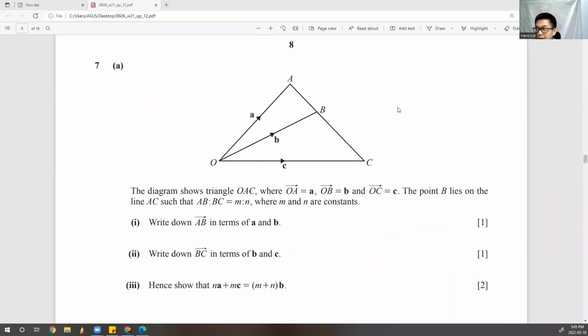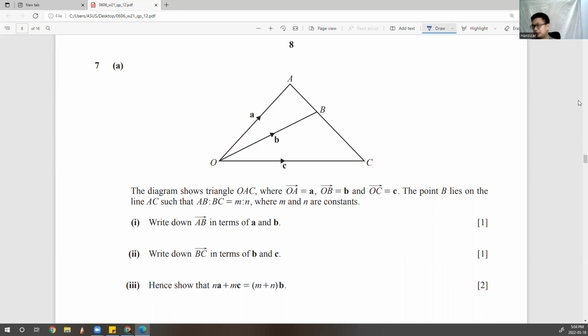Okay, so today we're going to discuss number 7, paper 12 for Additional Math 0606. Now for question 7, we deal with vectors. So what is a vector? A vector is a quantity that has not only magnitude but also direction. Sorry, the scalar is only magnitude, no direction at all. Now we're going to discuss vectors, which have direction.